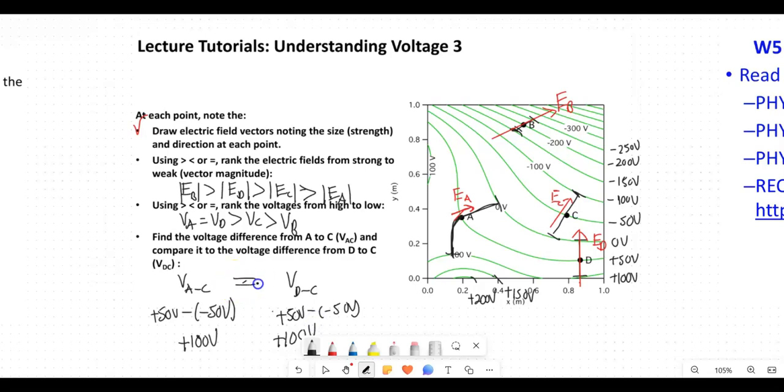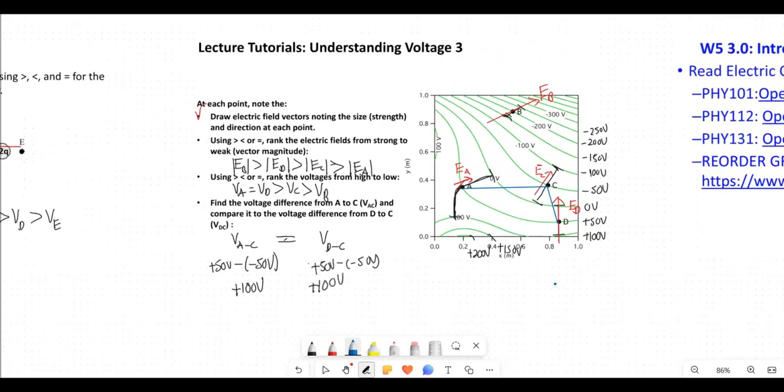So these two things are the same voltage difference. When I say voltage difference, I don't care about distance. So notice the distance between A and C is longer. A lot of us would say the voltage difference between A and C is greater than the voltage between C and D because their distance is closer together. That is not true. With charges, you don't care about distance, you care about voltage difference. Okay?